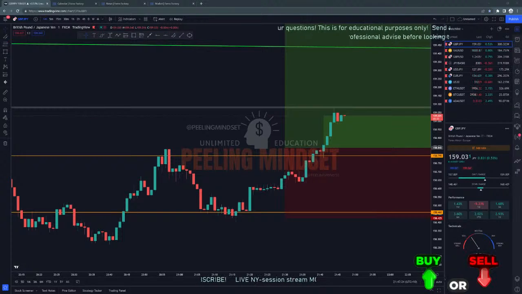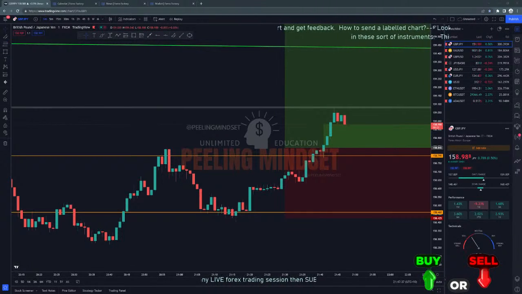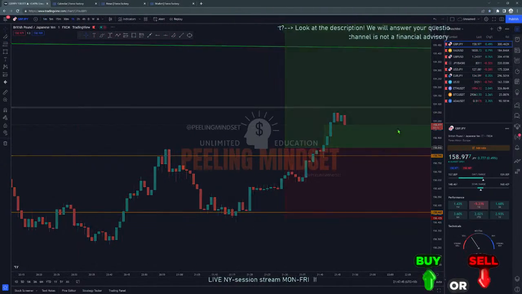Pound yen has some potential to push up here. 1 minute support gave me around 20 pips. I haven't secured yet. I think my greed is kicking in, which is not good. I'm still in profit. Let's see if I can do something. Looks like it's going to push up even more. Yeah, that's what it looks like.